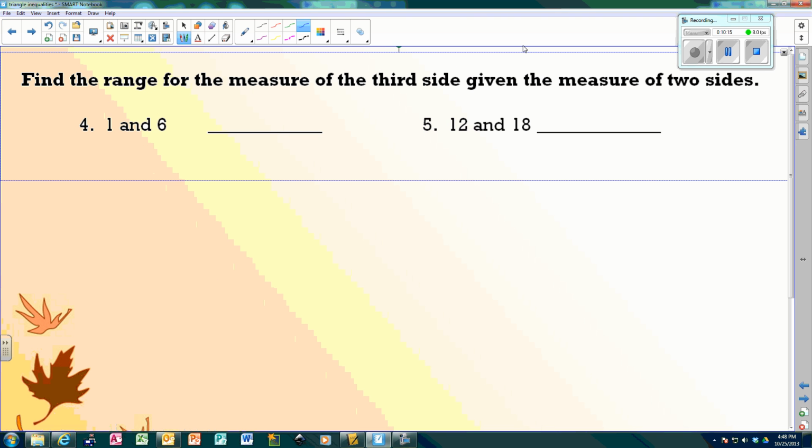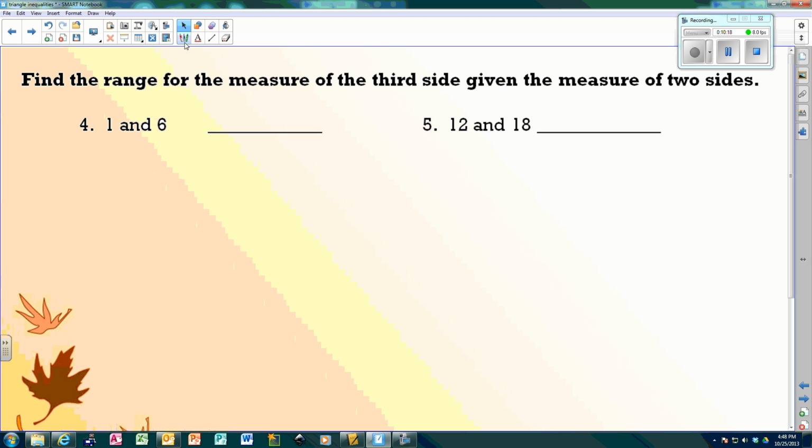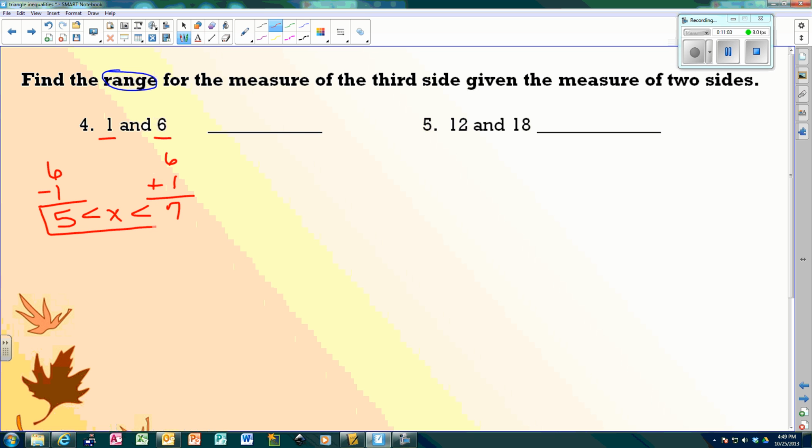In the last part, what we want to do is find the range. That means we want to find every single number that will work. So find the range. What you do is you take these two numbers. The first thing you do is subtract. So 6 minus 1 is 5. Then you take the same two numbers and add them. 6 plus 1 is 7. So that means your x has to be somewhere between 5 and 7.